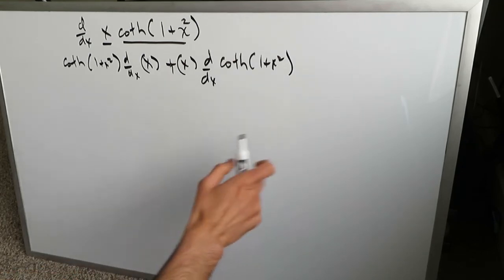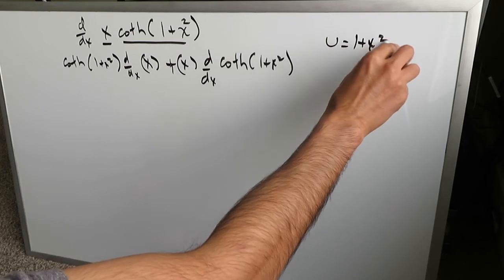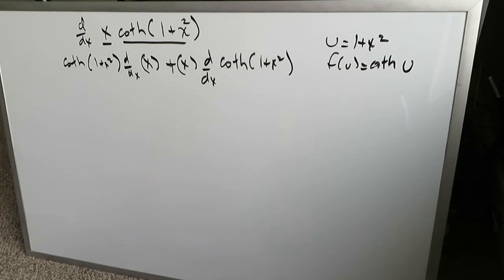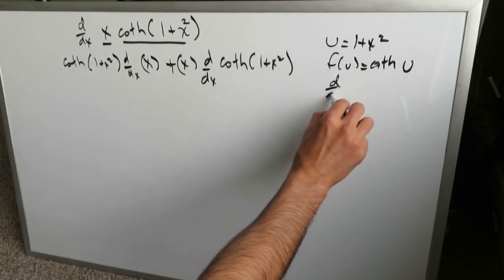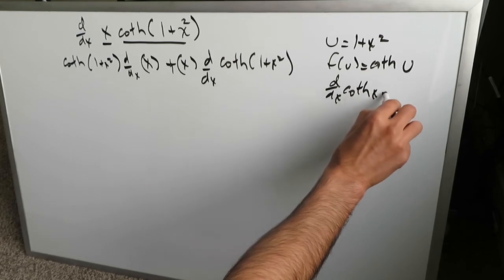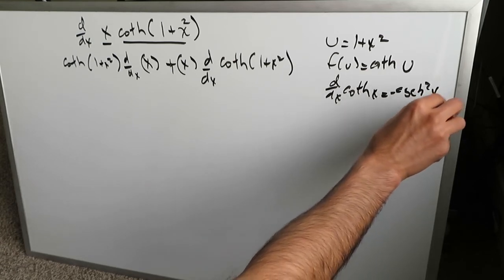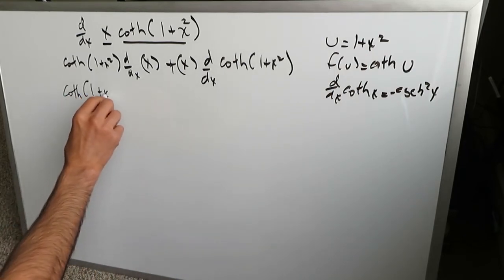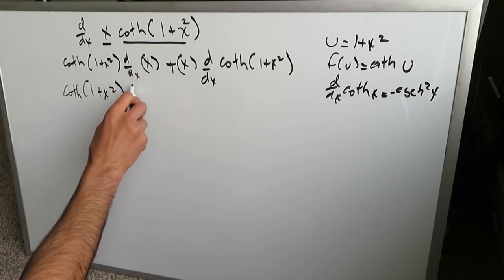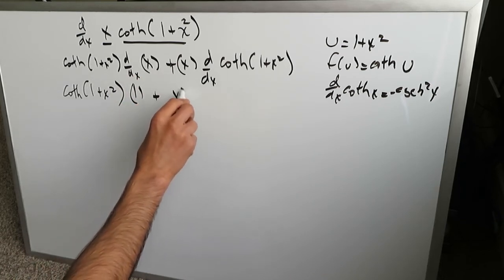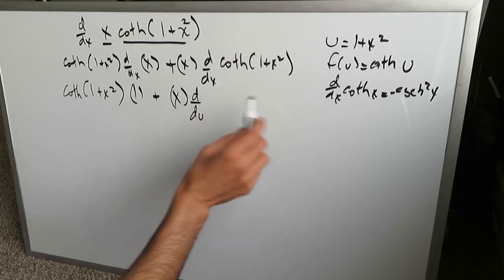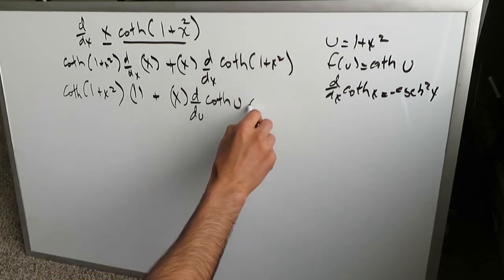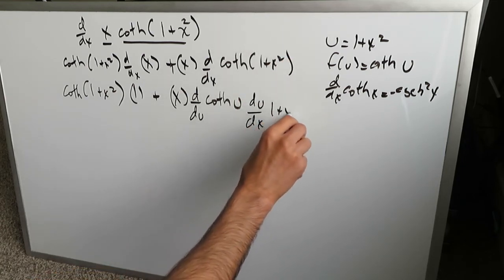Because we have a composite function over here, if u is equal to 1 plus x squared, then f of u is equal to hyperbolic cotangent in terms of that u. And we know the derivative of hyperbolic cotangent x is equal to minus csch squared x. So let's proceed with this substitution. We'll come back over here. The hyperbolic cotangent of 1 plus x squared multiplied by the derivative of x, which is just a 1, plus x times the chain rule will kick in over here. Hyperbolic cotangent u, look over here and over here, times du over dx, which is 1 plus x squared.